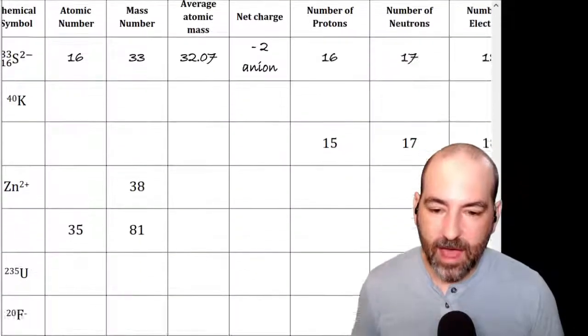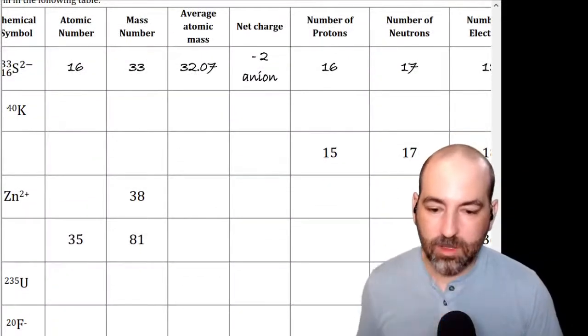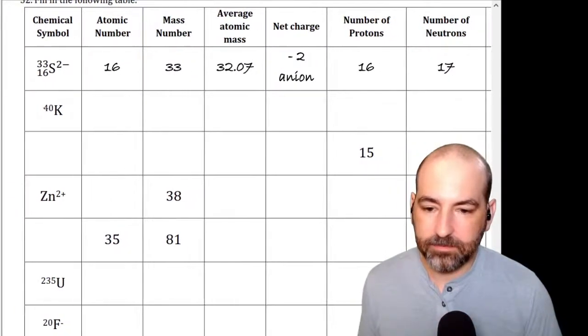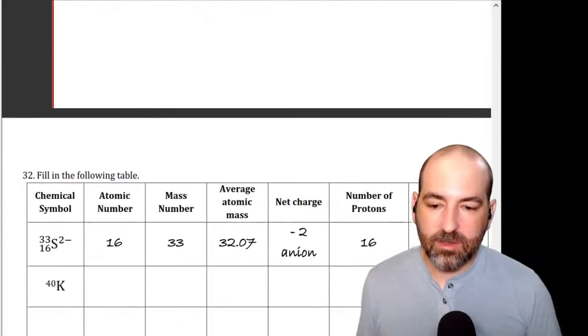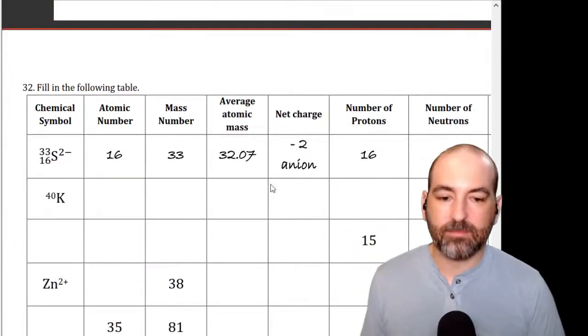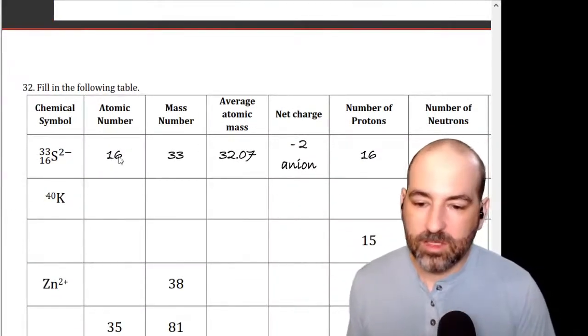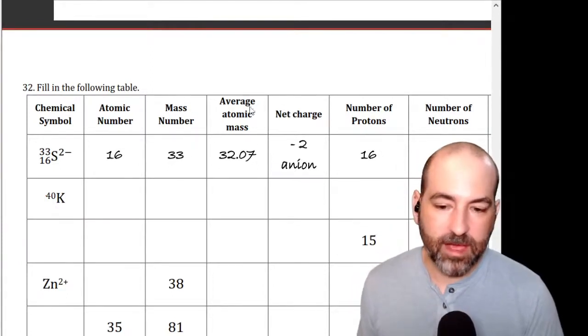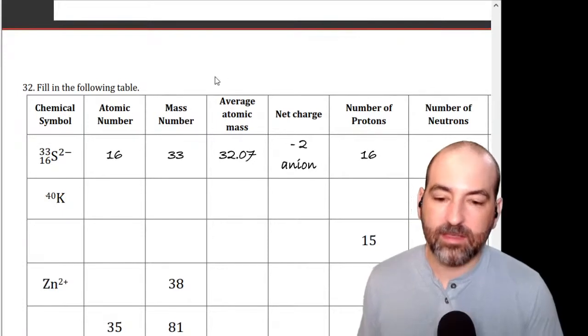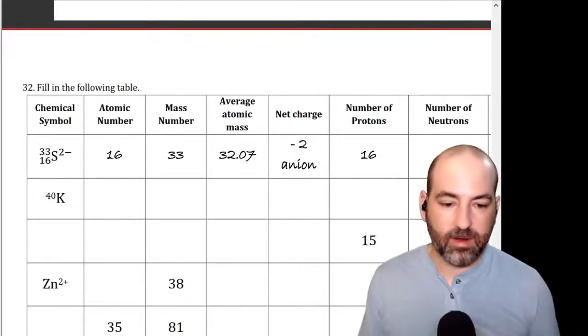Okay, so with that, we should be ready now to complete our table. Now I want to bring your attention to a couple things first, just to avoid confusion. So atomic number, we talked about that. Mass number, we talked about that. Average atomic mass, we did not talk about. And this is what you see on the periodic table.